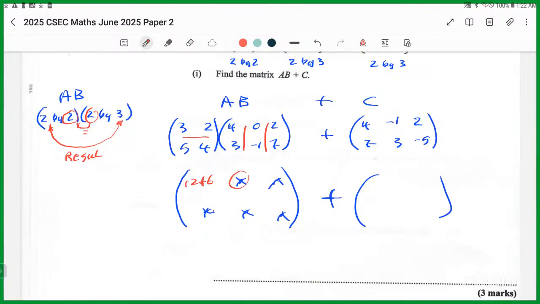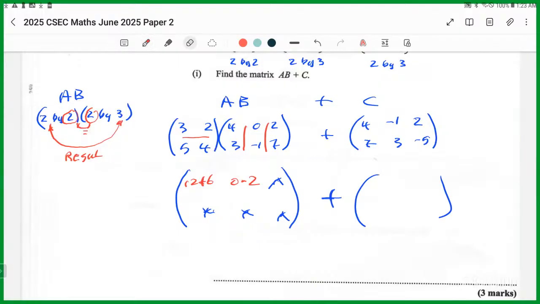The next value here is positioned in the first row, second column. So multiply this first row by this second column to get it. Again, it's first element times first element, second element times second element. 3 times 0 is 0. 2 times minus 2 is negative 2.